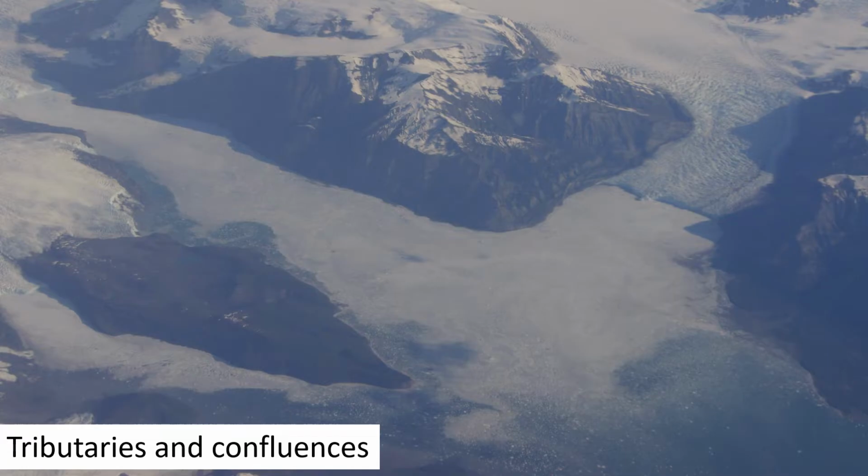Just like liquid water can have tributaries and confluences, we see the same thing with glaciers. We've got a glacier that was going this way, another glacier that was going this way, and they met up down here, where we can have tributaries to a larger glacier, and where they meet would be a confluence, just like a river.